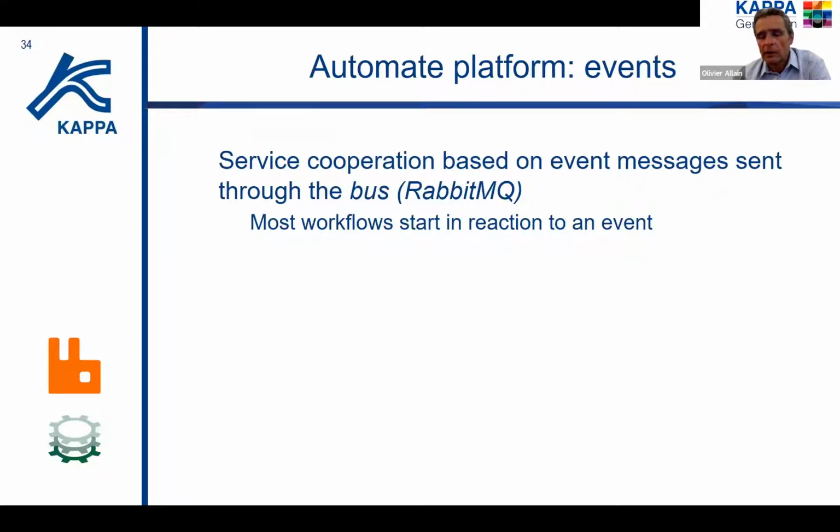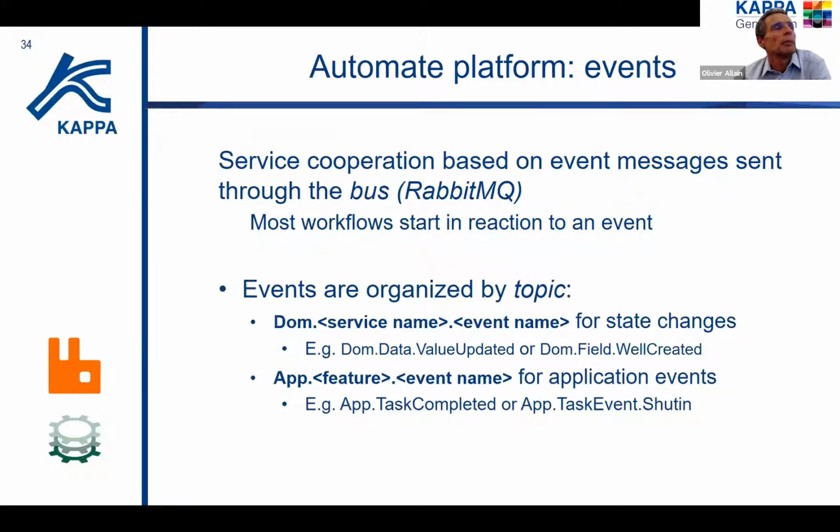Once again, anything that happens on the platform is happening because of events, and any action is sending an event. So all services cooperate through events, and for the backbone we use something called RabbitMQ. It's possible to tap into RabbitMQ, in particular through the SDK. Then you can react to the existing events, which are organized by topic. So there is a dictionary of events that tells you exactly what the events are, what they correspond to, and so on.